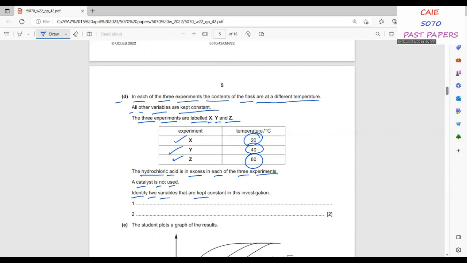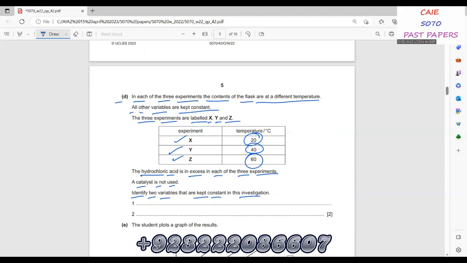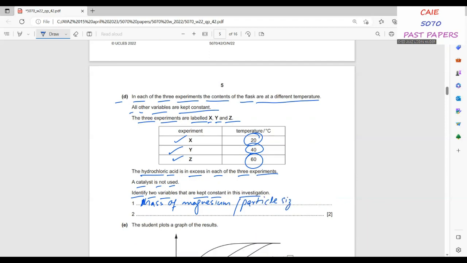Identify two variables that are kept constant in this investigation. So you can write any two of these, like the mass of magnesium, particle size of magnesium, or you can even write concentration of acid used, like mole of acid.